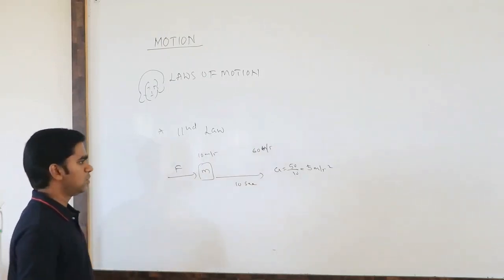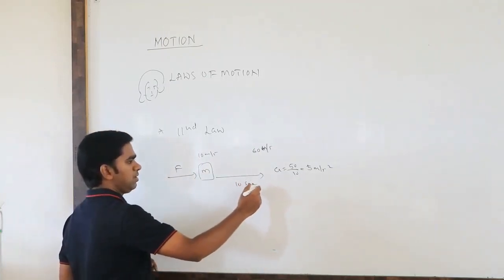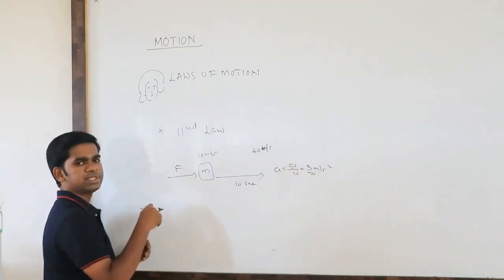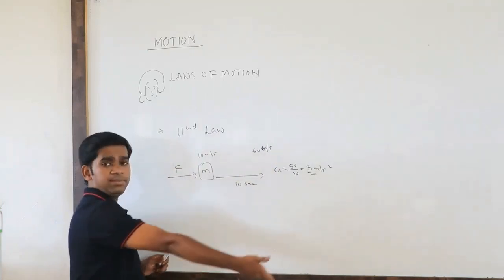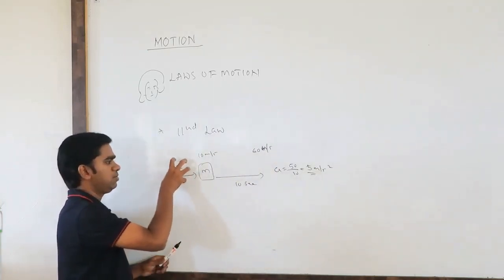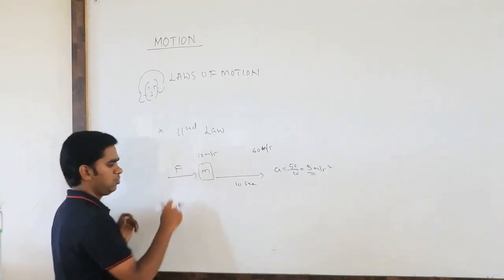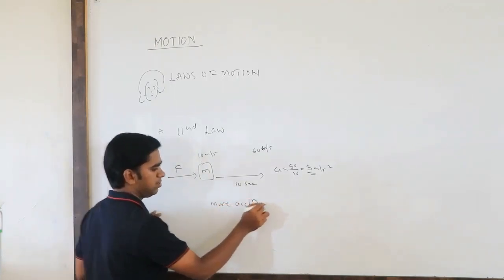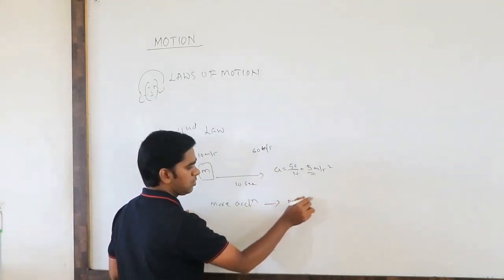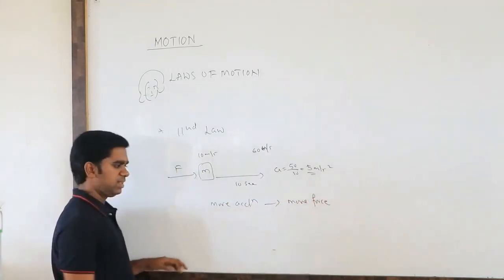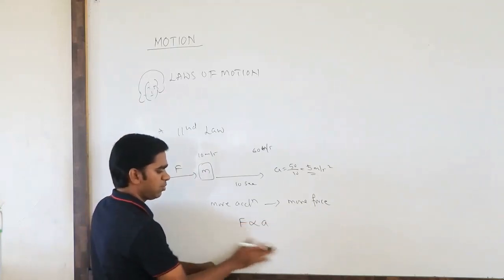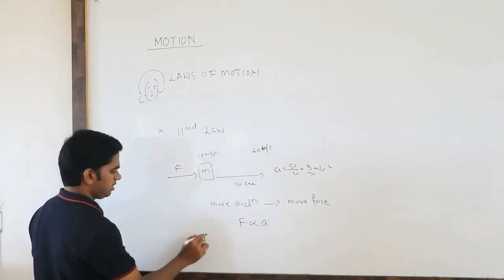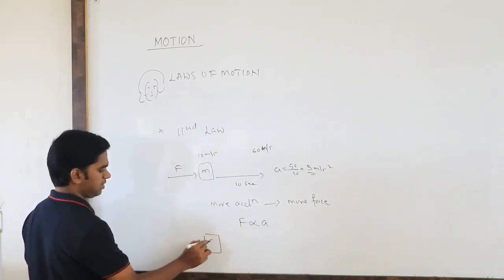To give an acceleration of 5 meter per second square, you have to apply some force, say 10 newton. To give 10 meter per second square acceleration, what do you have to do? You have to give more force. If you want more acceleration, you have to apply more force. That means your force is directly proportional to acceleration.